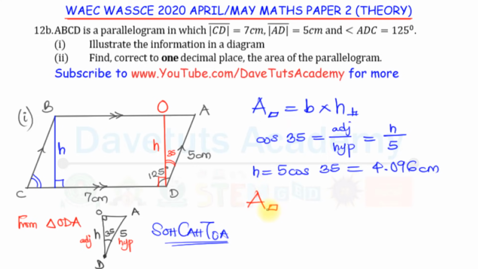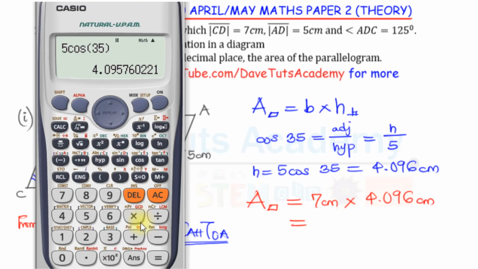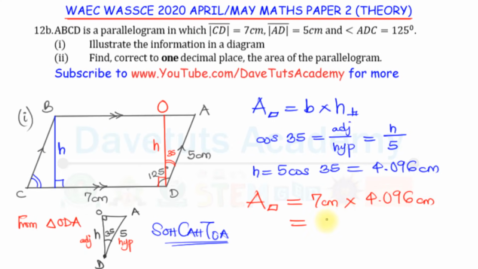So since I now know the height, I can say the area of the parallelogram is the base, which is 7 centimeters, multiplied by the height, which is 4.096 centimeters. And if I'm going to evaluate that, I can say that's the last answer that I just got, multiplied by 7, and that's going to give me 28.67. That's 28.67 centimeters square. But look at what we're asked to find.